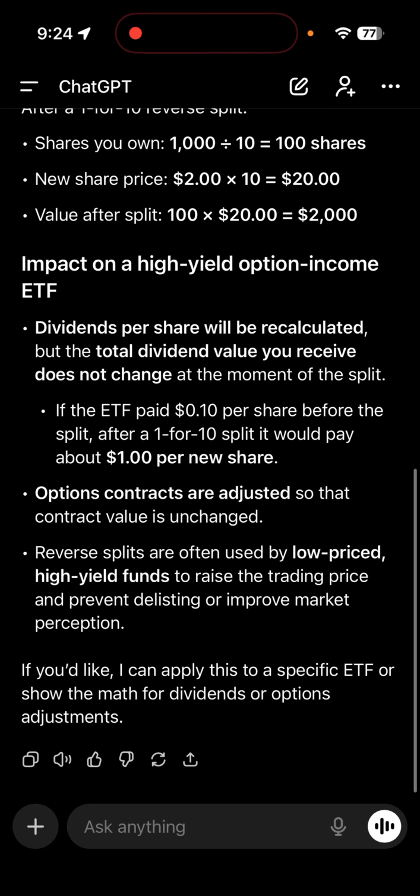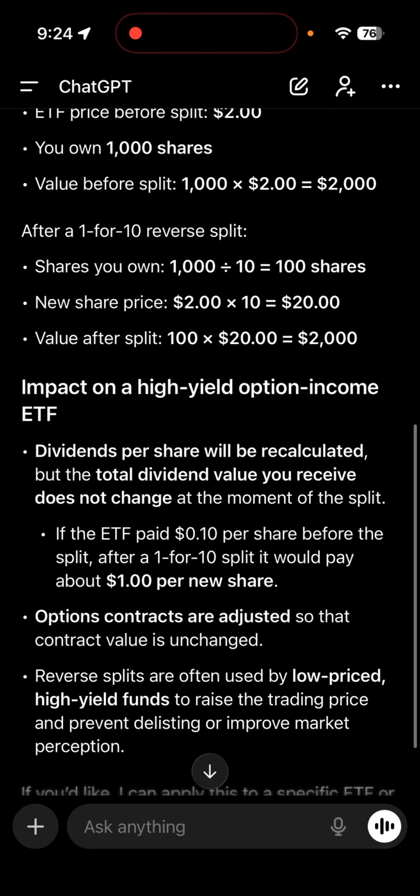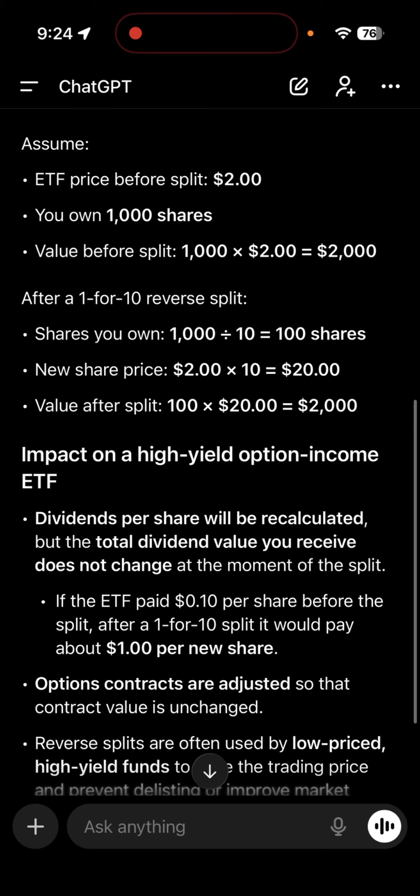So dividends per share will be recalculated based on the new price, right? If the ETF paid 10 cents per share before the split and they have a 1-for-10 split, it should pay about $1 per new share. So everything is just getting rebalanced and recalculated. You're not technically losing money here.